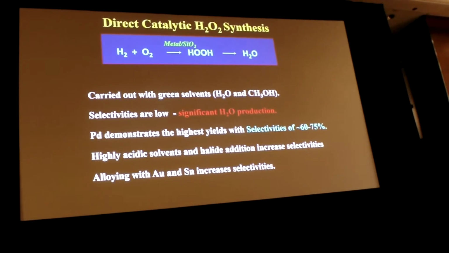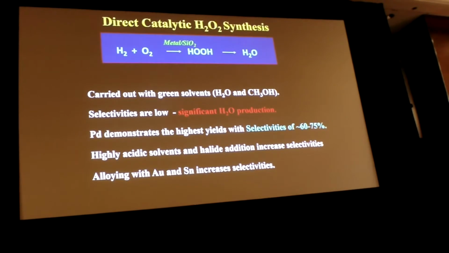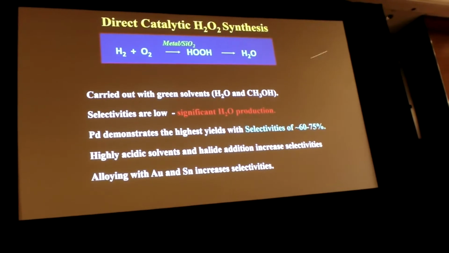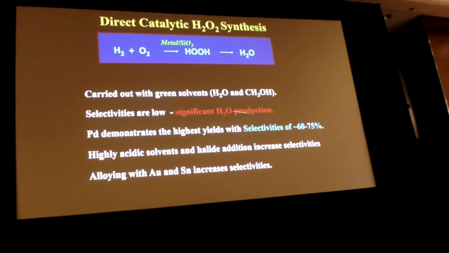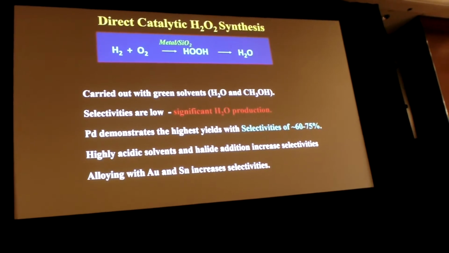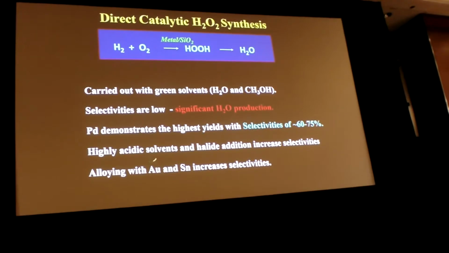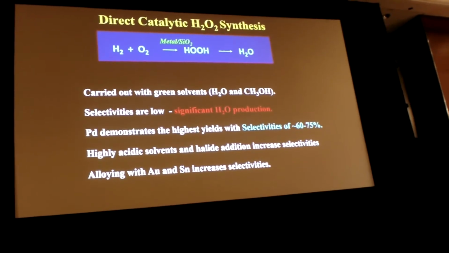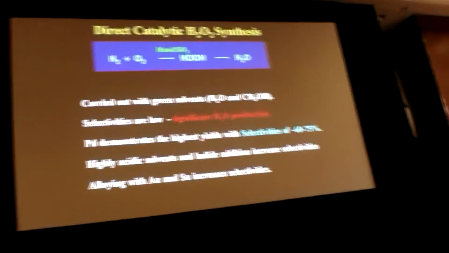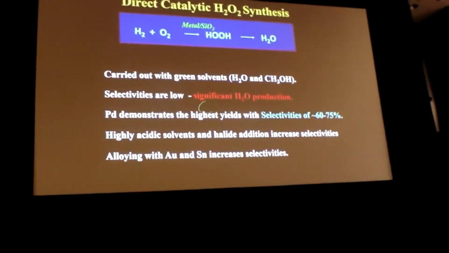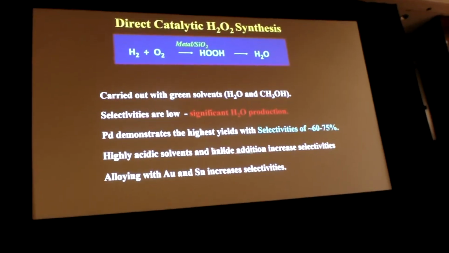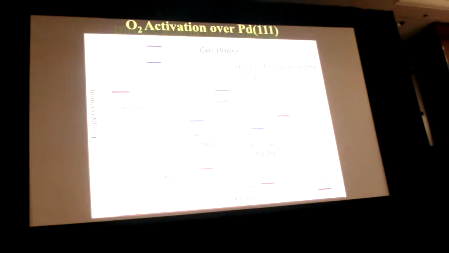It's been shown to work on palladium. Dave and Jason had a talk earlier in the week. The selectivities are somewhat low on pure palladium. You can increase selectivity in these systems to 60 and 70% if you do this with acidic solvents, adding halides, or if you begin to alloy the palladium with gold in these systems. I'm going to look predominantly at palladium and what happens in acidic solvents.